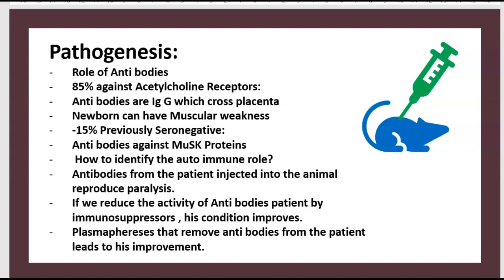How do we identify the autoimmune role? Antibody from the patient injected into an animal produces paralysis. If we reduce the activity of the antibody with an immunosuppressor, the patient's condition improves. Plasmapheresis can also remove antibody from the patient. As a consequence, it leads to improvement.